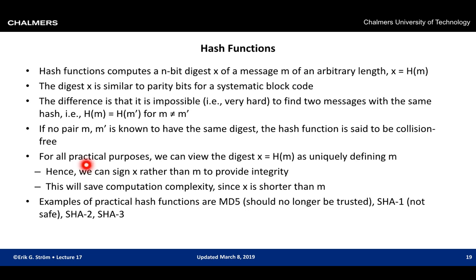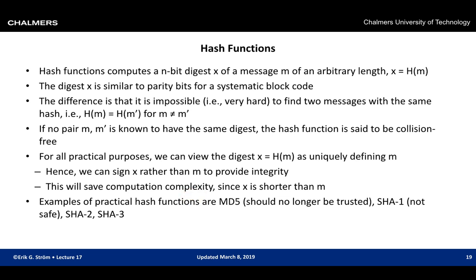Okay, so for all practical purposes, we can view X as something that uniquely defines M, right? Given M, I can check whether X belongs to M or not. So X and M we can find if they are connected to each other or not. Instead of doing a signature on M, which could be quite costly because M could be gigabytes of data, we can sign X rather than M to provide integrity. And it's easier to sign 256 bits than to sign 2 gigabytes of data. So this will save computational complexity quite a lot.